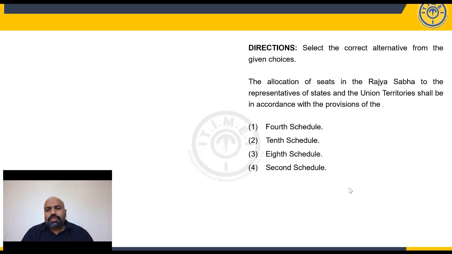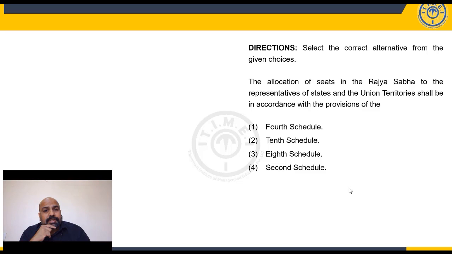Let's read the question, then we'll discuss some extra material. The allocation of seats in the Rajya Sabha to the representatives of states and union territories shall be in accordance with the provisions of the 4th schedule, my friends. What should you know about this? Let's start with schedule 1. Schedule 1 carries a list of names of 28 states and 9 union territories.